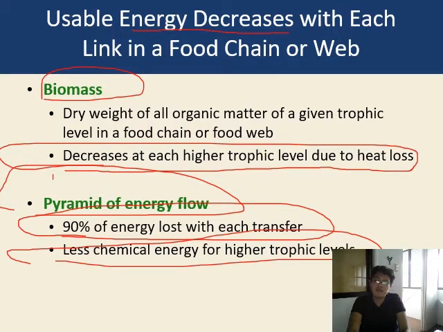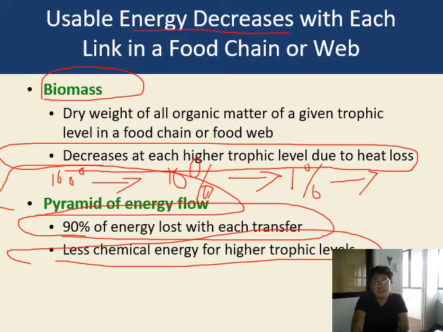So from the plant itself, we have 100% energy. When it goes to the first or the primary consumer, 90% of that is lost. So the primary consumer is left with 10% of energy. And this one also decreases once more to the secondary consumer. It becomes 1% energy. And then next to the secondary consumer is the tertiary, so it only takes up 0.1% energy. So that's how energy decreases as the trophic level increases.